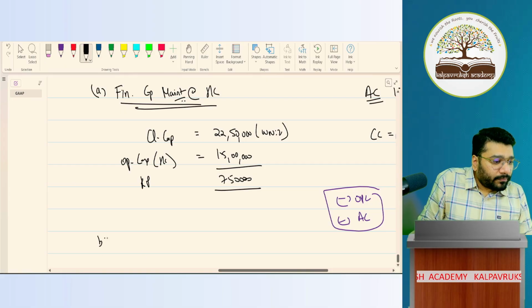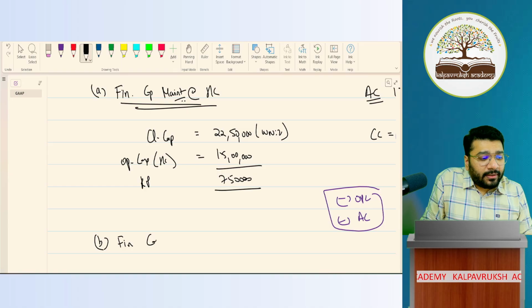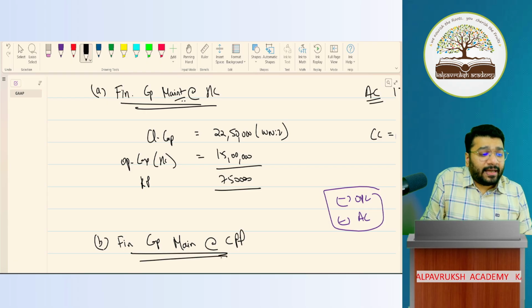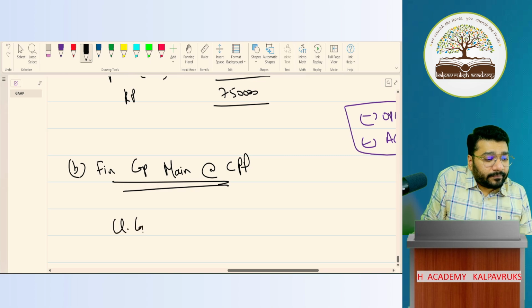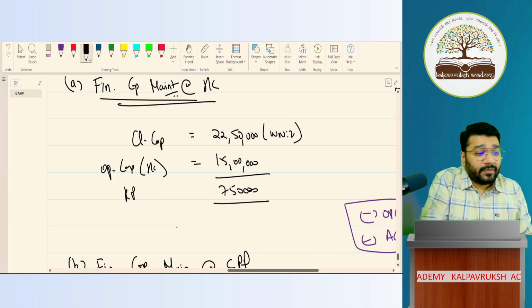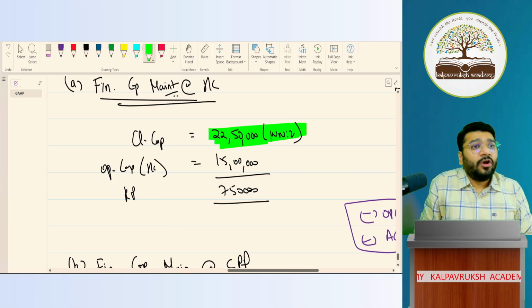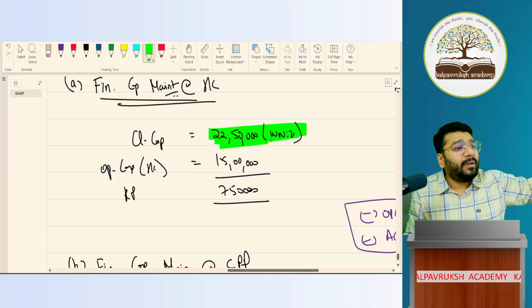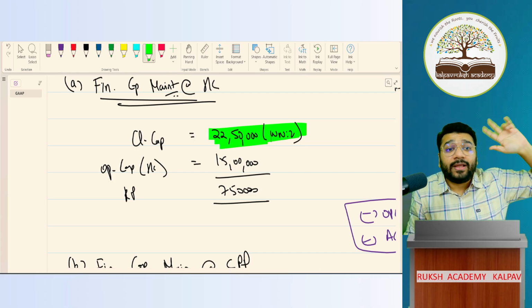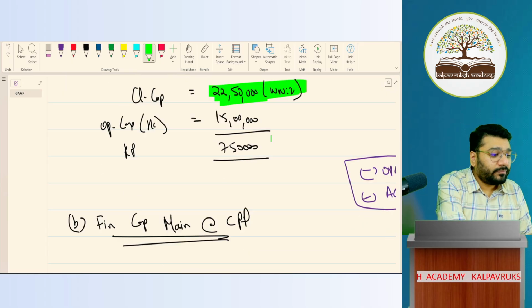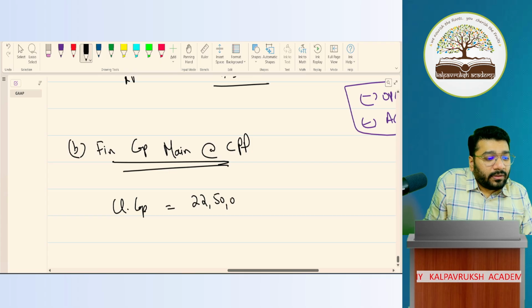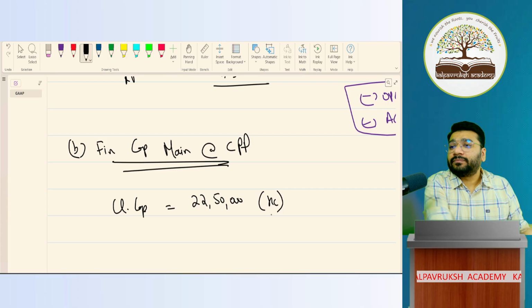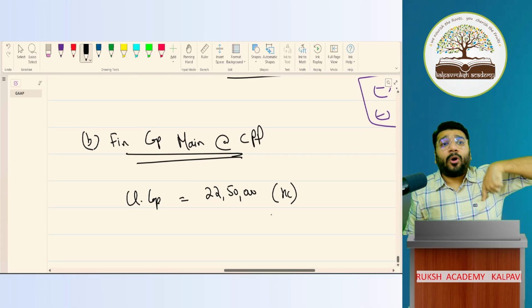Put B below and write financial capital maintenance at current purchasing price. What is the closing capital? Come back to the original closing capital. 22 lakh 50,000. This will not change. For all the three methods, once you calculate the closing capital, it will be the same unless additional capital and drawings come into the picture. How much is it? 22 lakh 50,000. This is at historical cost. This is the capital in my pocket right now.